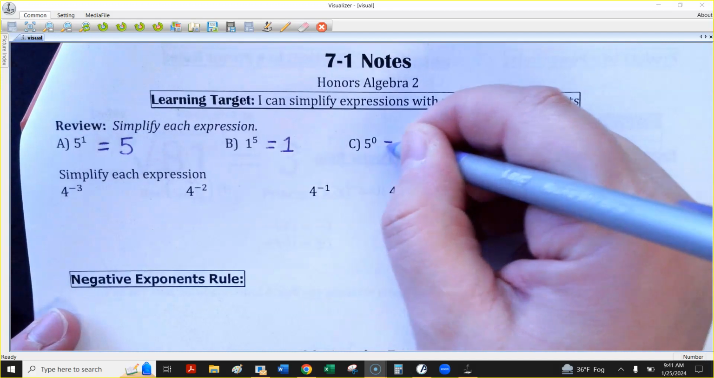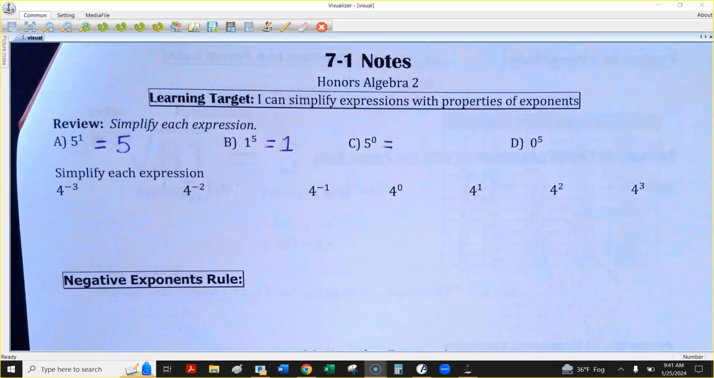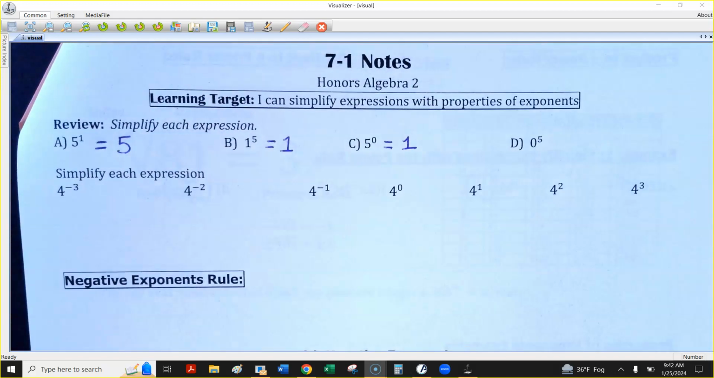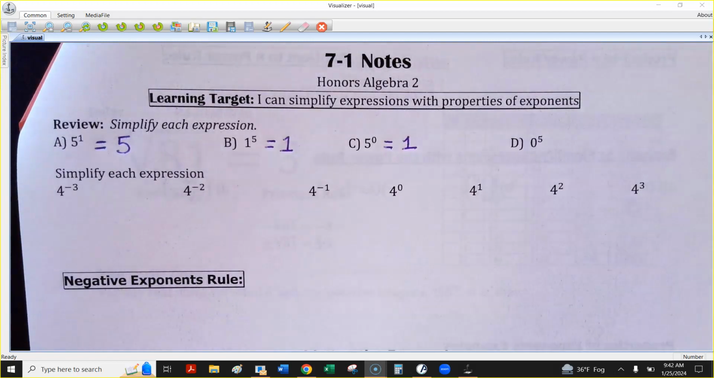So I have 5 to the 0 power, and I'm actually going to explain where this comes from underneath here in a second. But does anybody know what 5 to the 0 power is? Yes. Anything to the 0 power is 1. I'm actually going to use that space underneath to explain to you where that comes from.